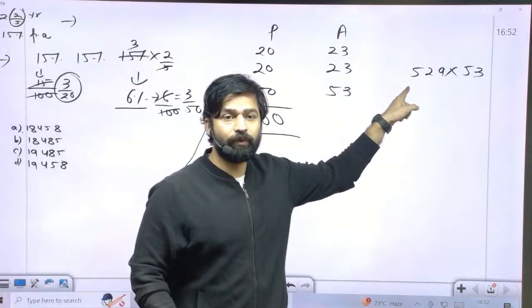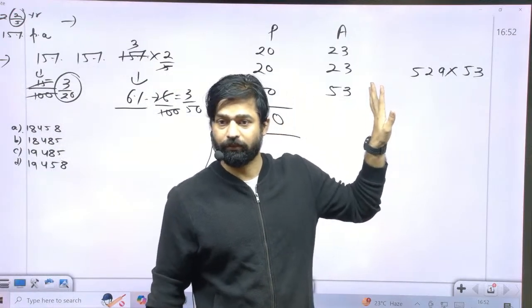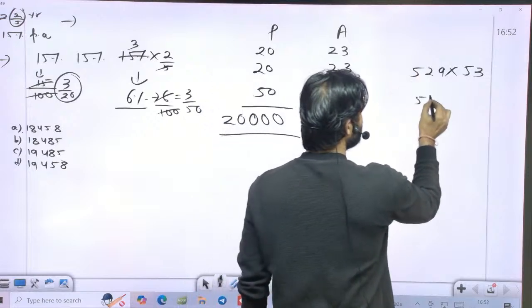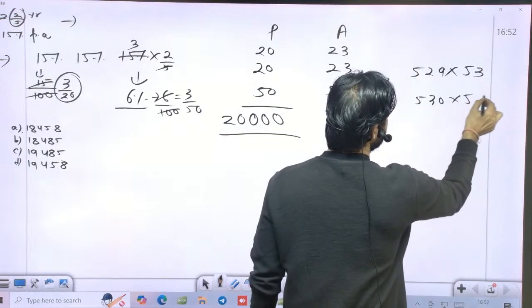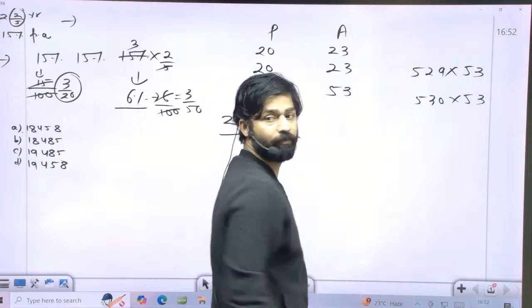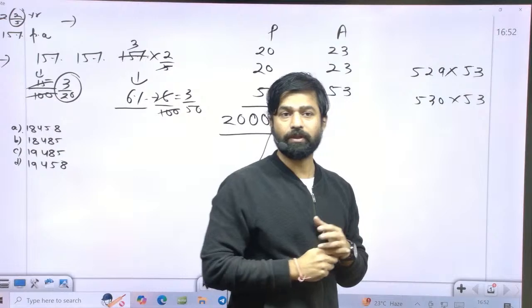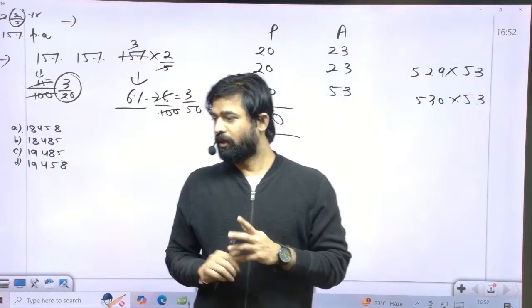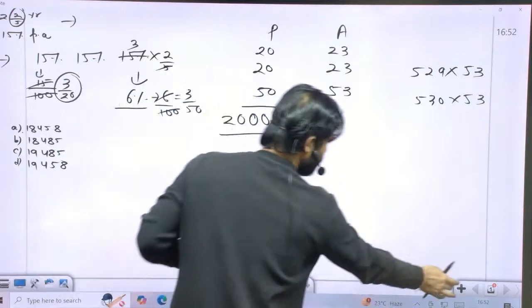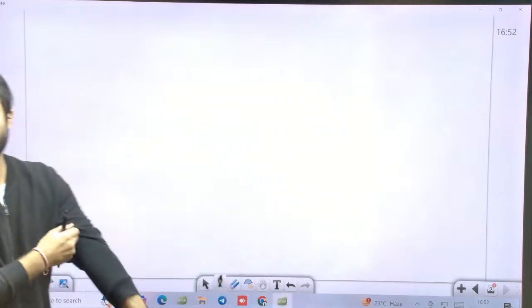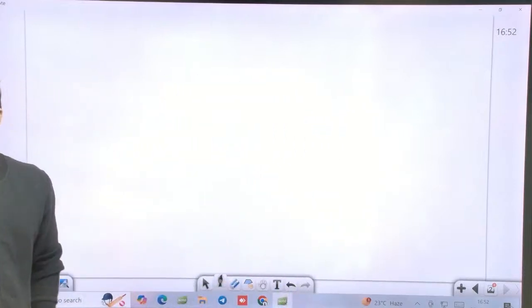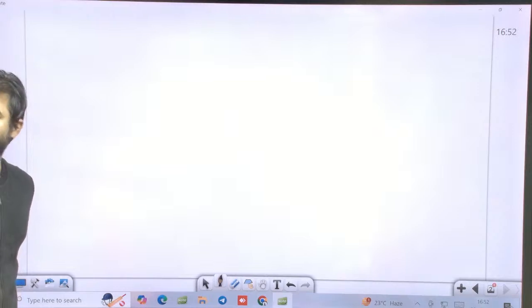If I increase 1, it will be 530. So we can multiply that 530 into 53. Then we will minus 153 from it. Now we have to do the square of 53. I'm telling you one simple approach to square the numbers near to 50. Look at the board. It will help you in the exam.